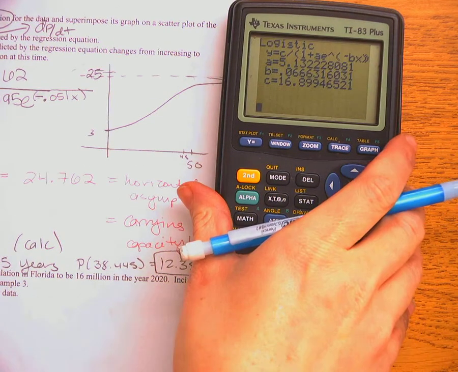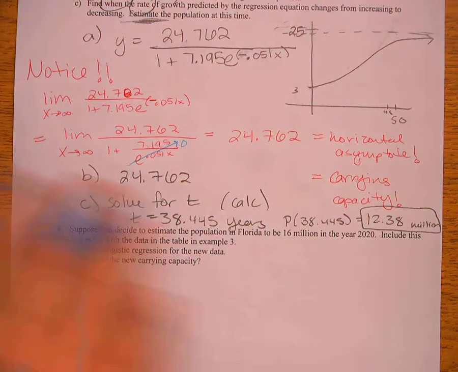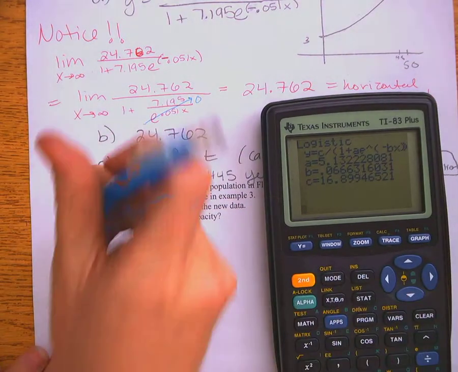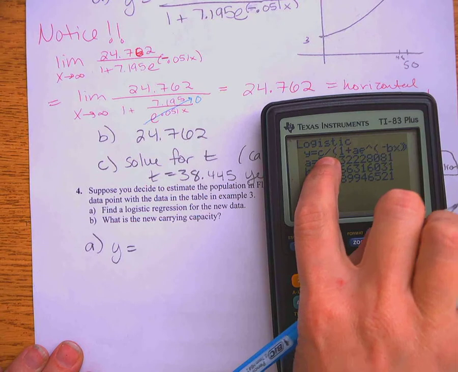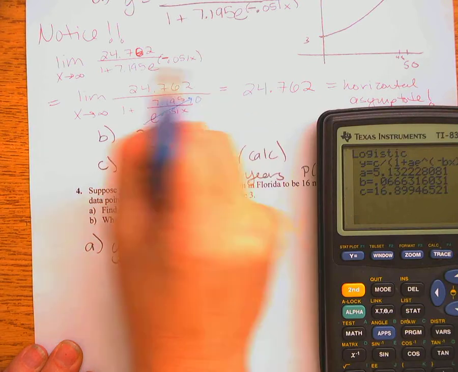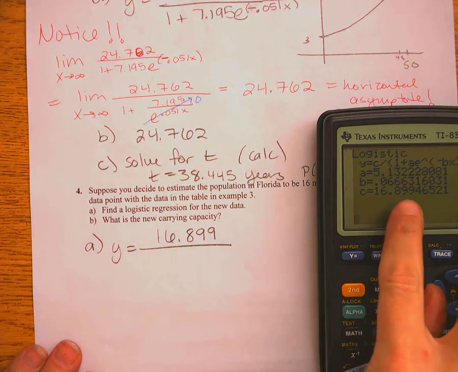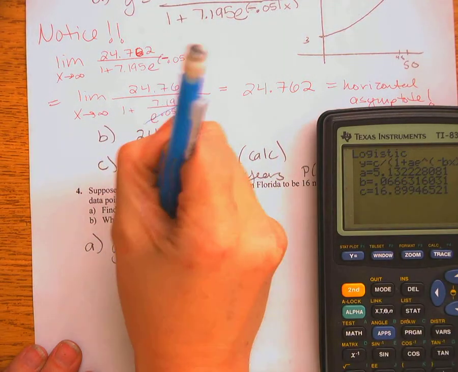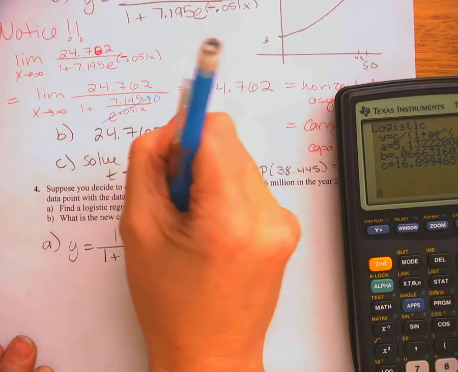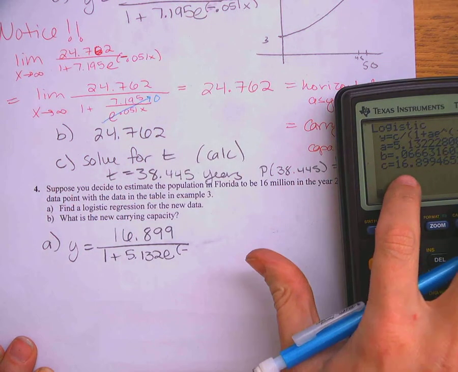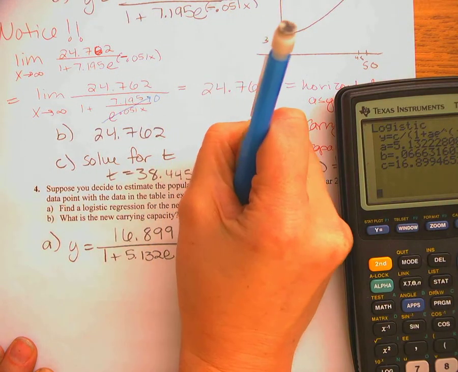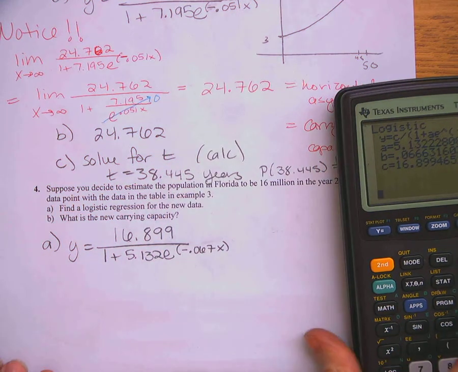Okay, so here's my new equation. And I'll just copy everything down to the third decimal place. So I'll get y equals c in the numerator, which is this number to the third decimal place, so that's 16.899, divided by 1 plus a, which was 5.132, times e to the negative bx. And b was 0.0666, so 0.067x. And that's it for part A.